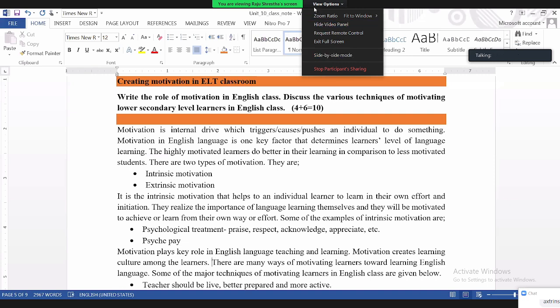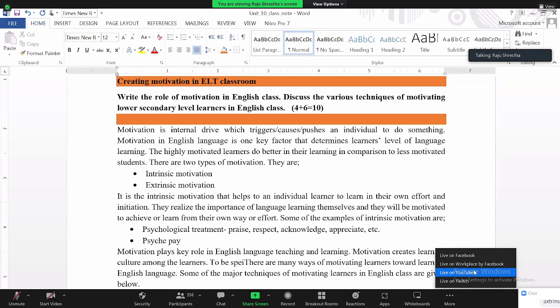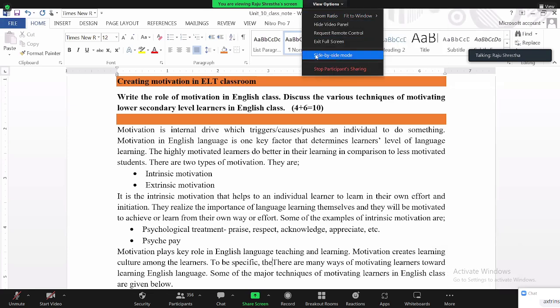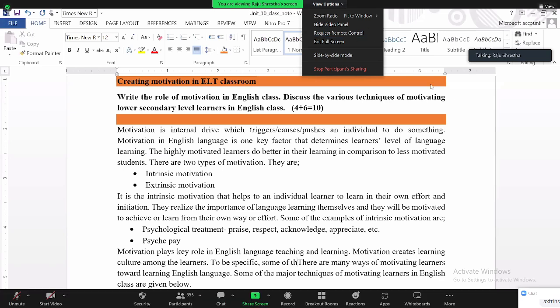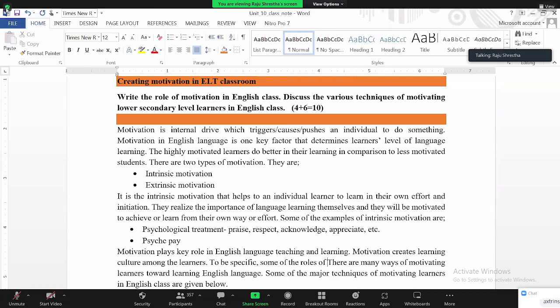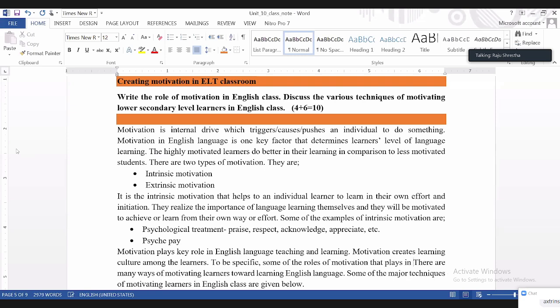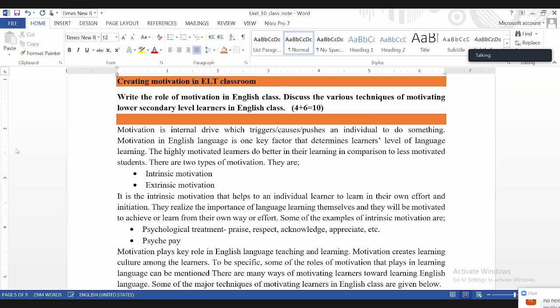To be specific, some of the roles of motivation that it plays in learning the English language can be mentioned in the following ways.